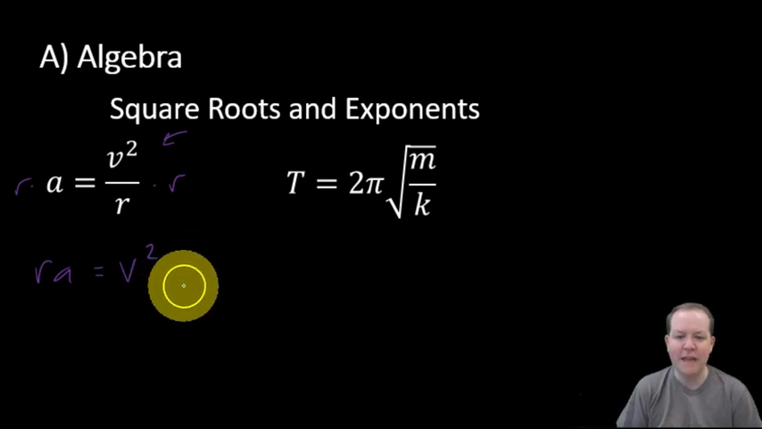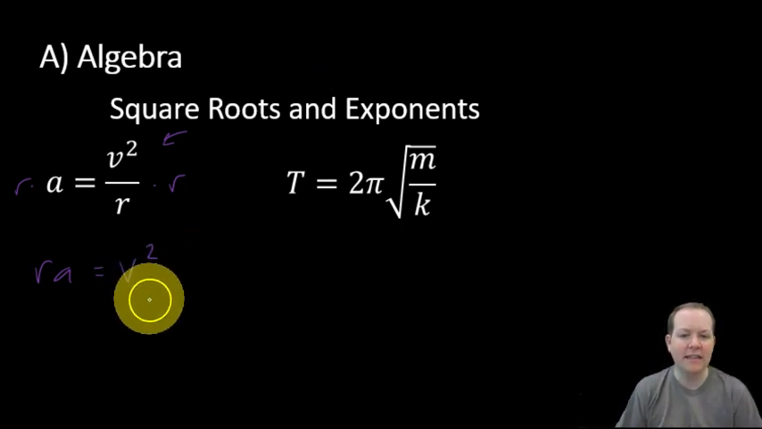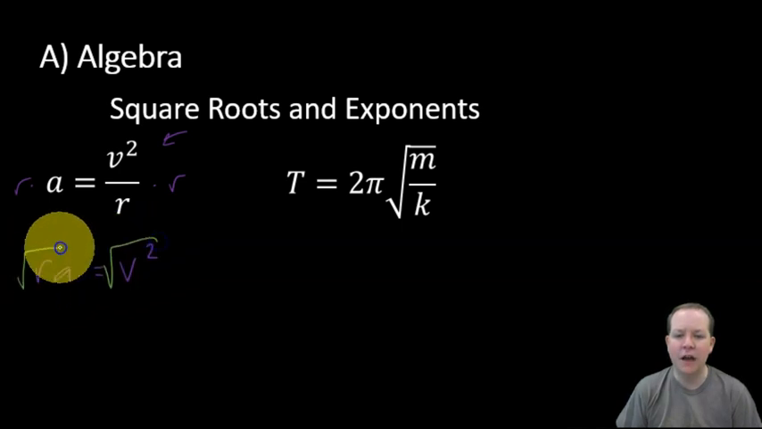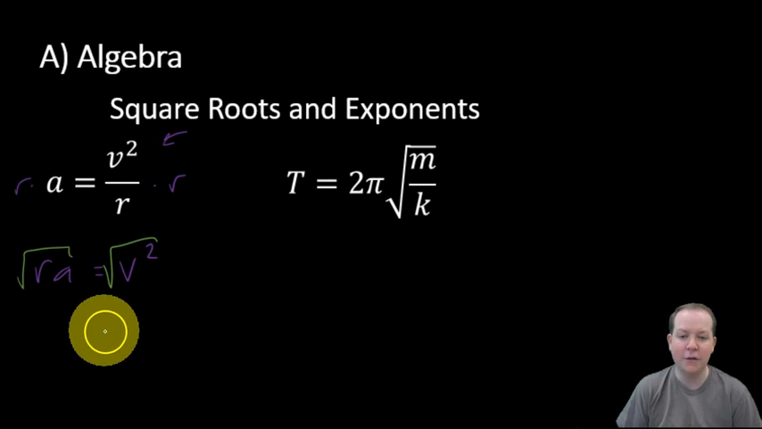I want to solve for v. So how do I get v all by itself? You take the square root of both sides, and make sure you're doing the whole thing on the other side of the equation.